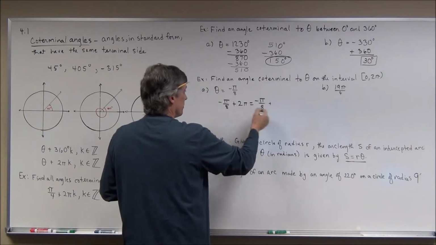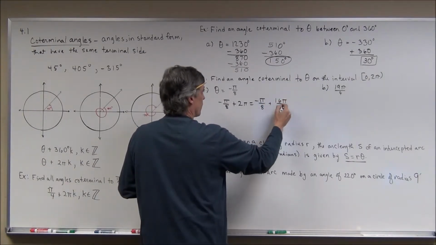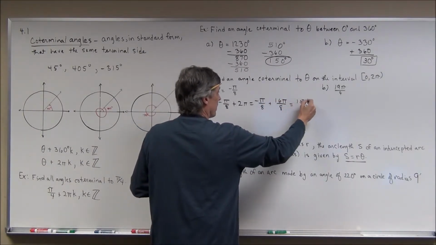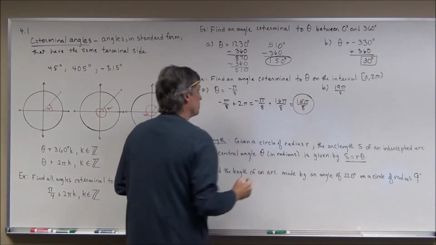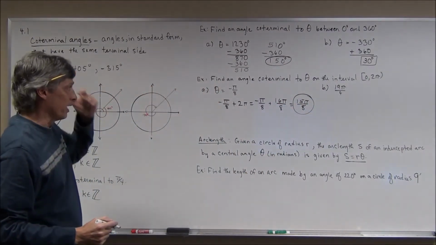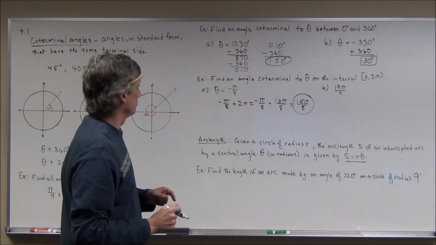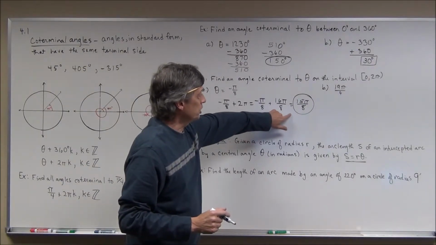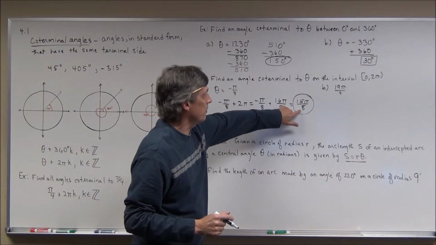So common denominator would be 8. This would be 16 pi over 8. This is going to be 15 pi over 8. And that is between 0 and 2 pi. It could be equal to 0, but not equal to 2 pi. Right there it is. I know this is smaller than 2 pi because 15 divided by 8 is smaller than 2.